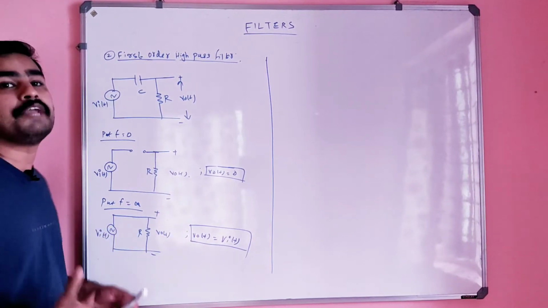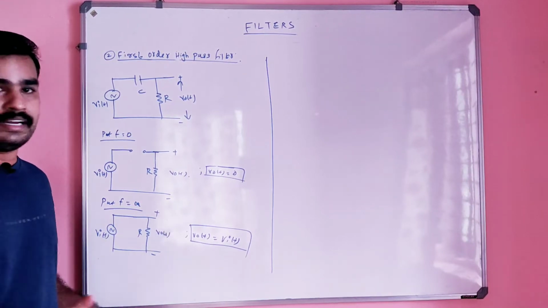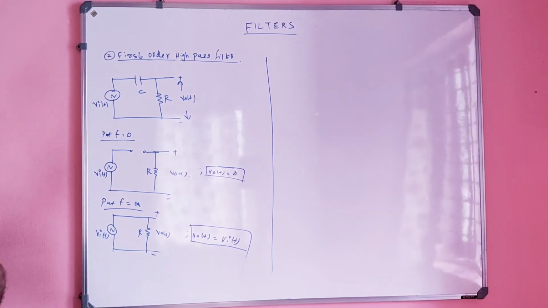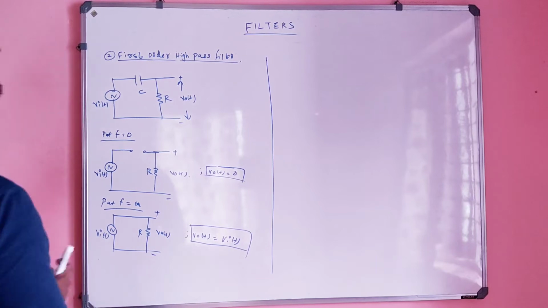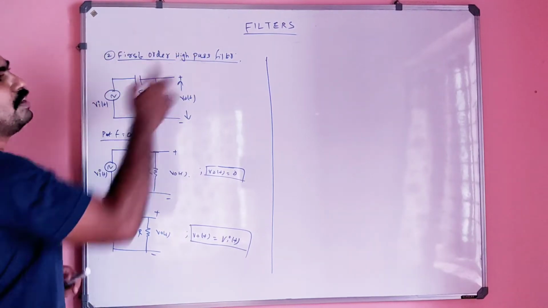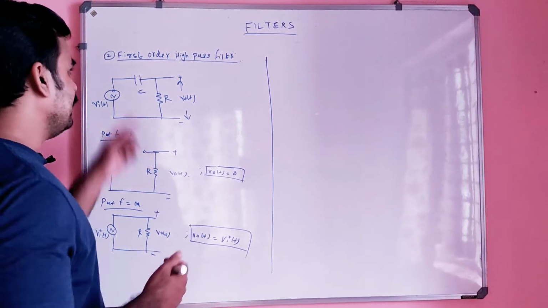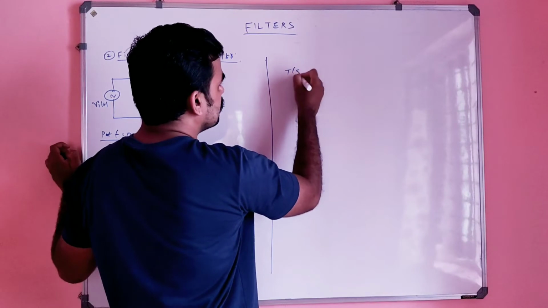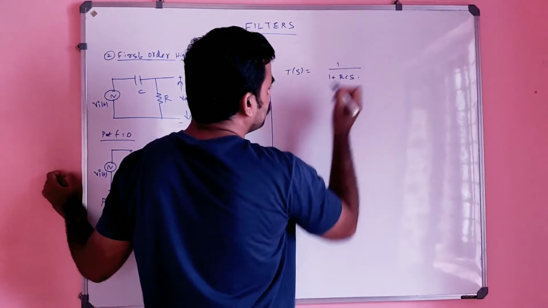It allows only the high frequency. That's why the name high pass filter. Okay. And I used the term first order here. What is the meaning of that? I will explain. In the first order low pass filter, you got the transfer function T of s equal to 1 divided by 1 plus RCS, correct?